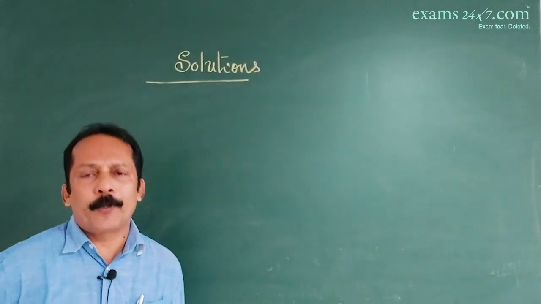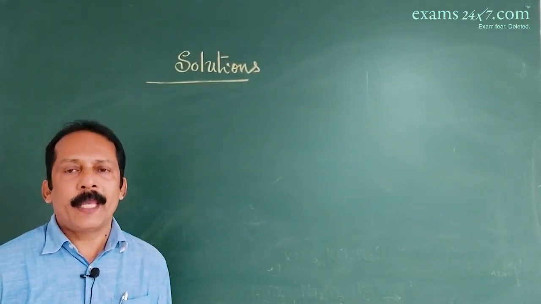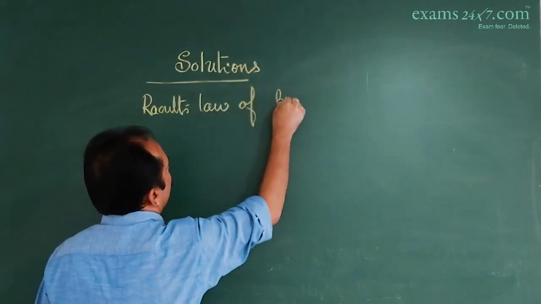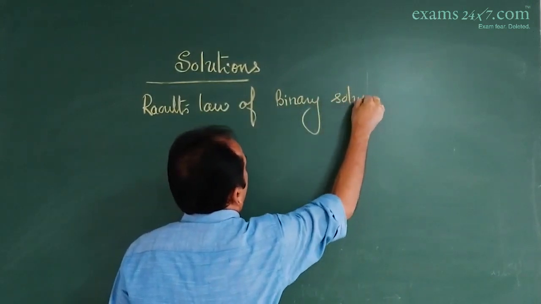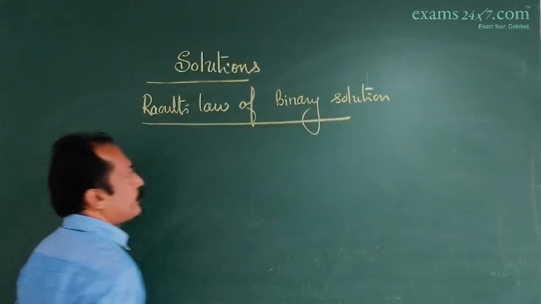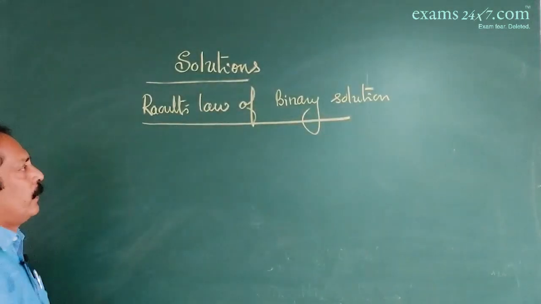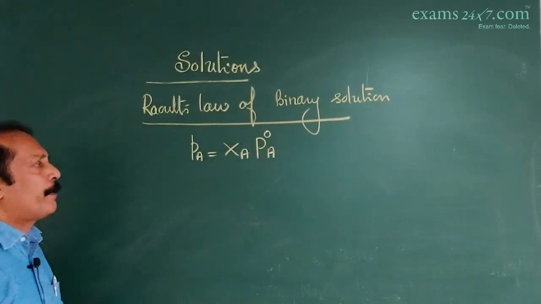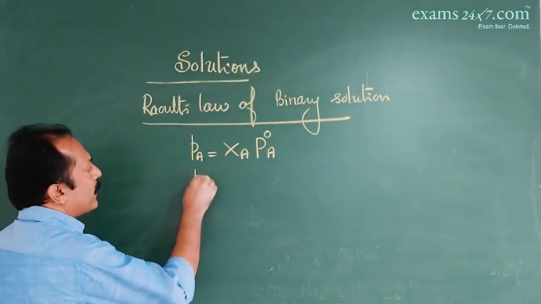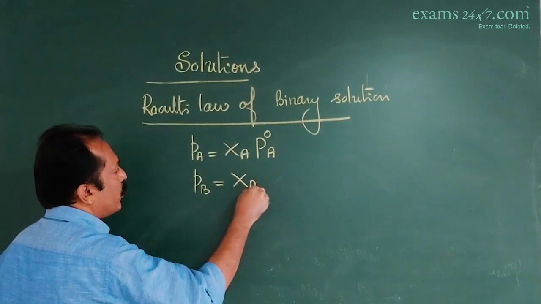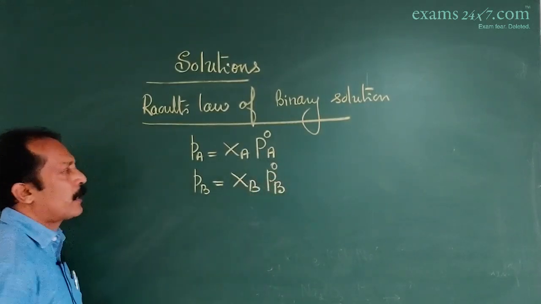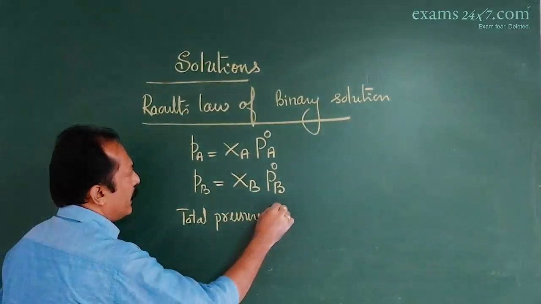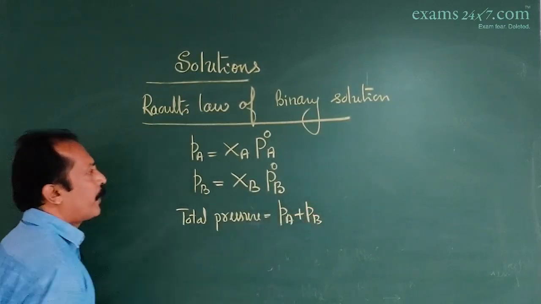Now, we'll consider the two components of a binary solution, A and B. So partial vapor pressure of A equals the product of mole fraction of A into vapor pressure of pure component. Another component B, vapor pressure of B equals the product of mole fraction of that component and vapor pressure of pure component. So here, total pressure is the sum of vapor pressure of the two components.